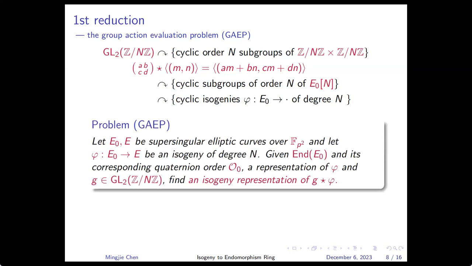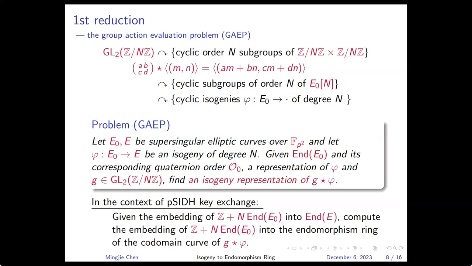So now we have the group action, we can define the group action evaluation problem. Let E0 and E be supersingular elliptic curves over F p squared and phi from E0 to E an isogeny of degree n, given the endomorphism ring of the first curve and its corresponding quaternion order, which is well defined via the Deuring correspondence, and a representation of phi, and a group element g. We want to find an isogeny representation of g star phi. So basically, we have an isogeny whose representation is known, and we take a group element, and we want to know what's the isogeny representation of the action of g on phi.